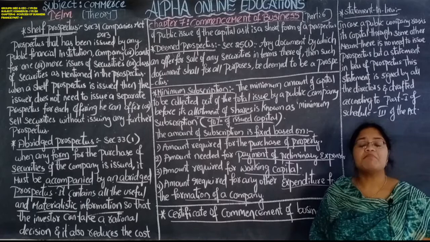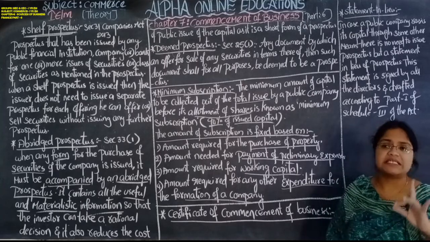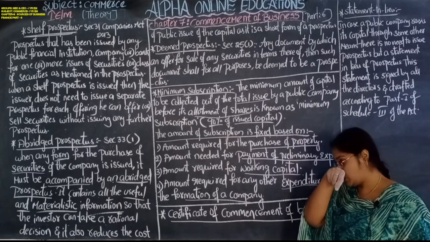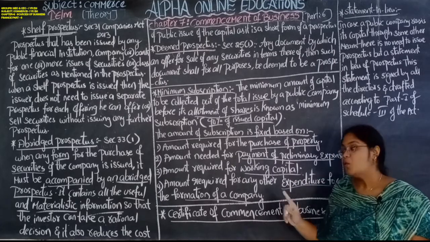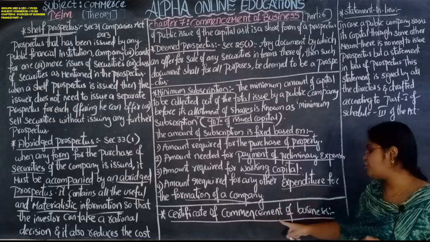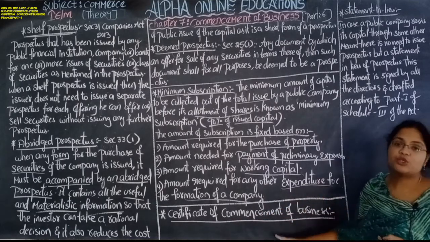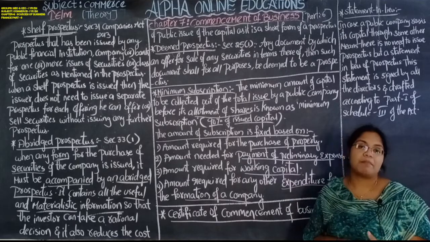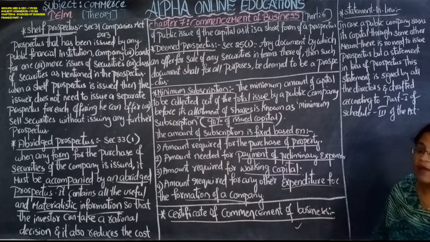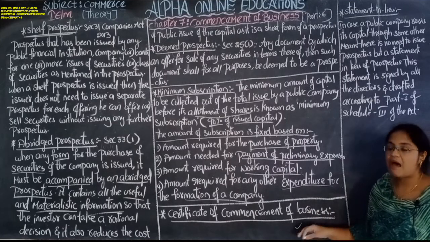For private companies only one thing is enough, that is certificate of incorporation. But for public companies two types of certificates are required. One is certificate of incorporation and the next one is certificate of commencement of business. These two certificates are required for the public company in order to start its business, okay. So it is very mandatory, yes.